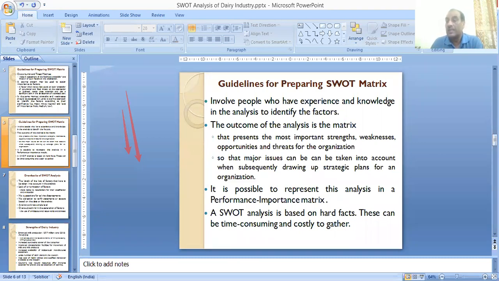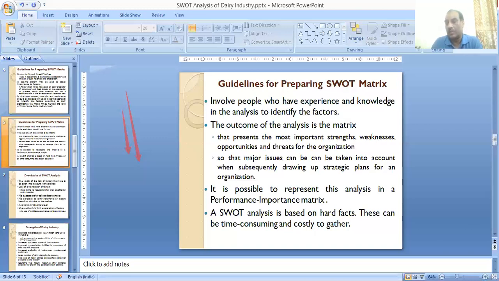So we should try to identify and analyze those factors which are important, which are critical, which bear higher significance, so that we have a workable list. We should have a workable list of SWOT, strengths, weaknesses, opportunities, and threats to work upon. Okay, so major issues can be taken into account when subsequently drawing up a strategic plan for an organization.